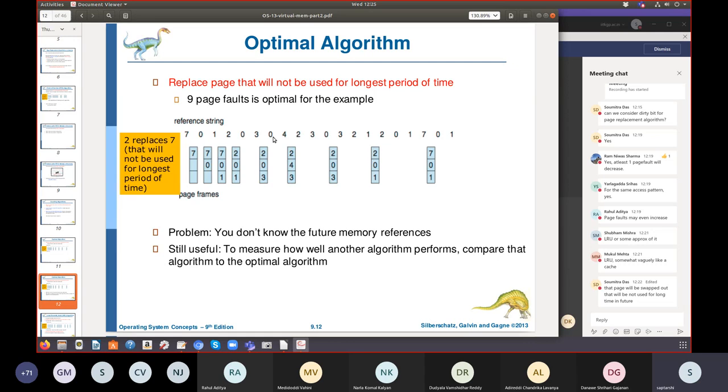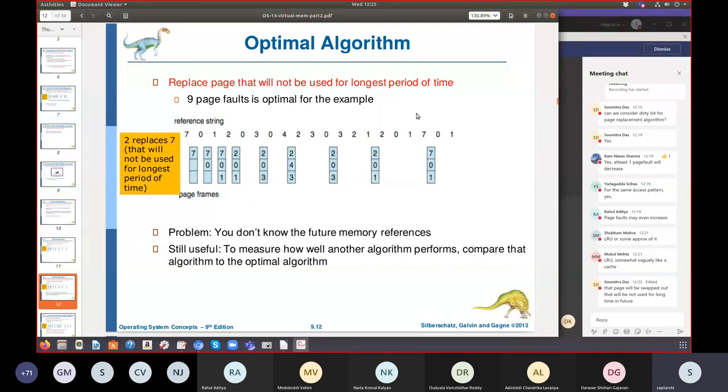Okay, but of course, this is an optimal algorithm, an idealistic algorithm, because it's not practical. We do not know the future memory references. However, this is still useful because often when we have a practical algorithm, we want to compare it with the optimal just to see how good it is or how close to the optimal it is.